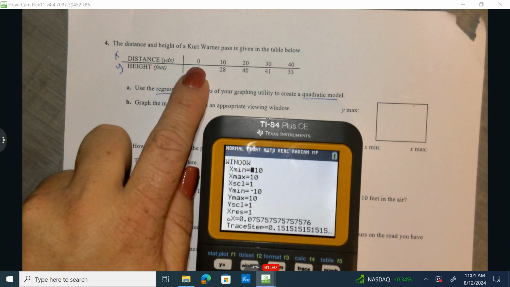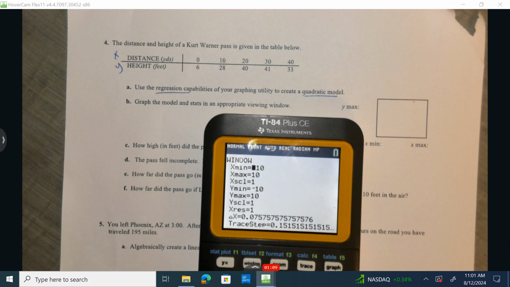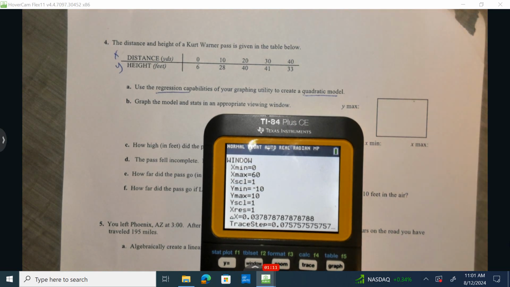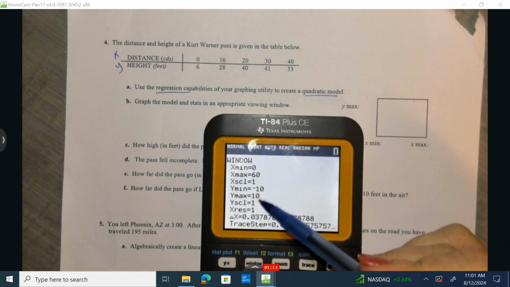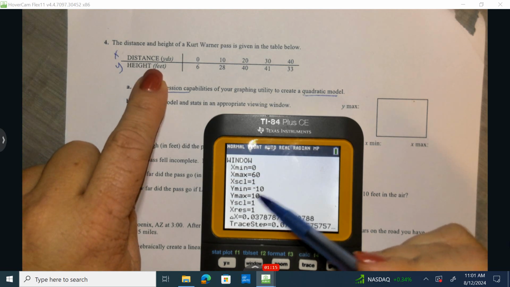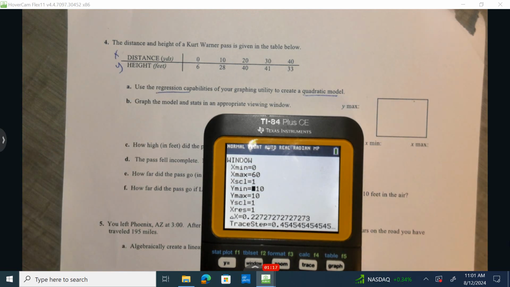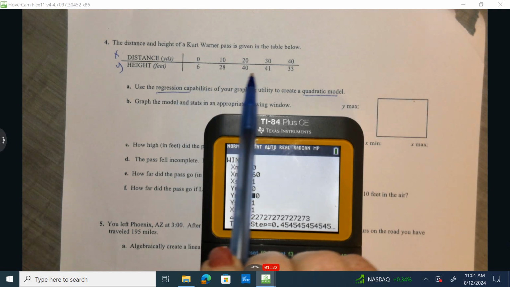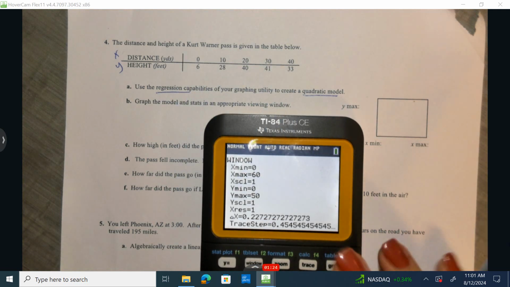All right, now let's adjust the window. We want the x values to go from 0, maybe even past 40. So let's go 0 to, let's go up to 60 just to see. And we know y is the height of the football, so we're not going to have negative values. Let's assume the ball goes above 10, the height above the ball. Let's go out to maybe 50 just to see what we have.